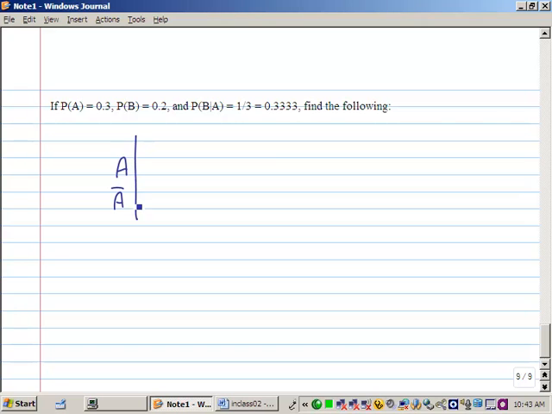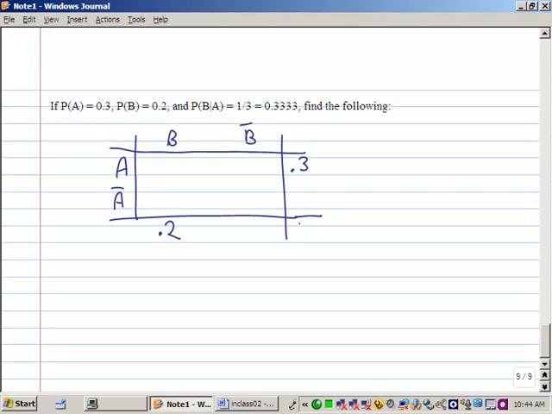And to show you that I don't have to put the A on top, I'll put the B's on top and the A's down the side. Alright, probability of A, 0.3. Probability of B, 0.2. Okay. Total probabilities have to add up to 1. Since probability of A plus probability of A bar is equal to 1, probability of A bar must be equal to 0.7. Similarly, 0.2 plus probability of B bar is equal to 1, so probability of B bar is 0.8.